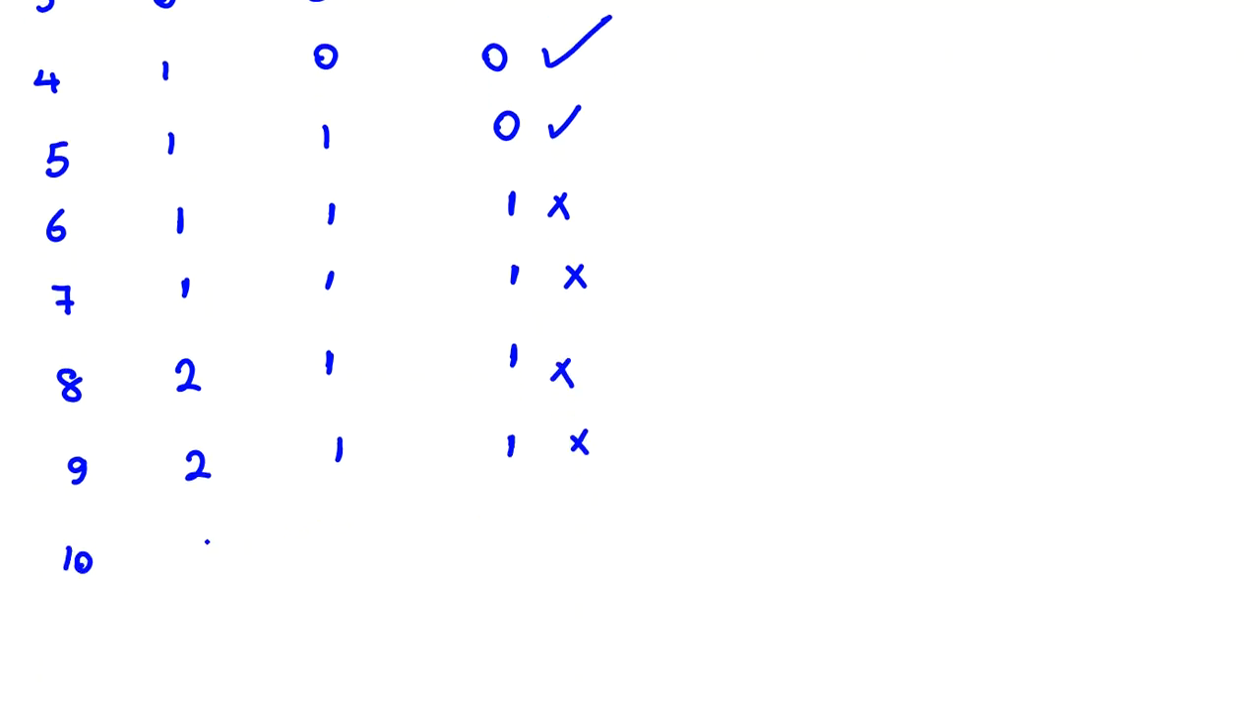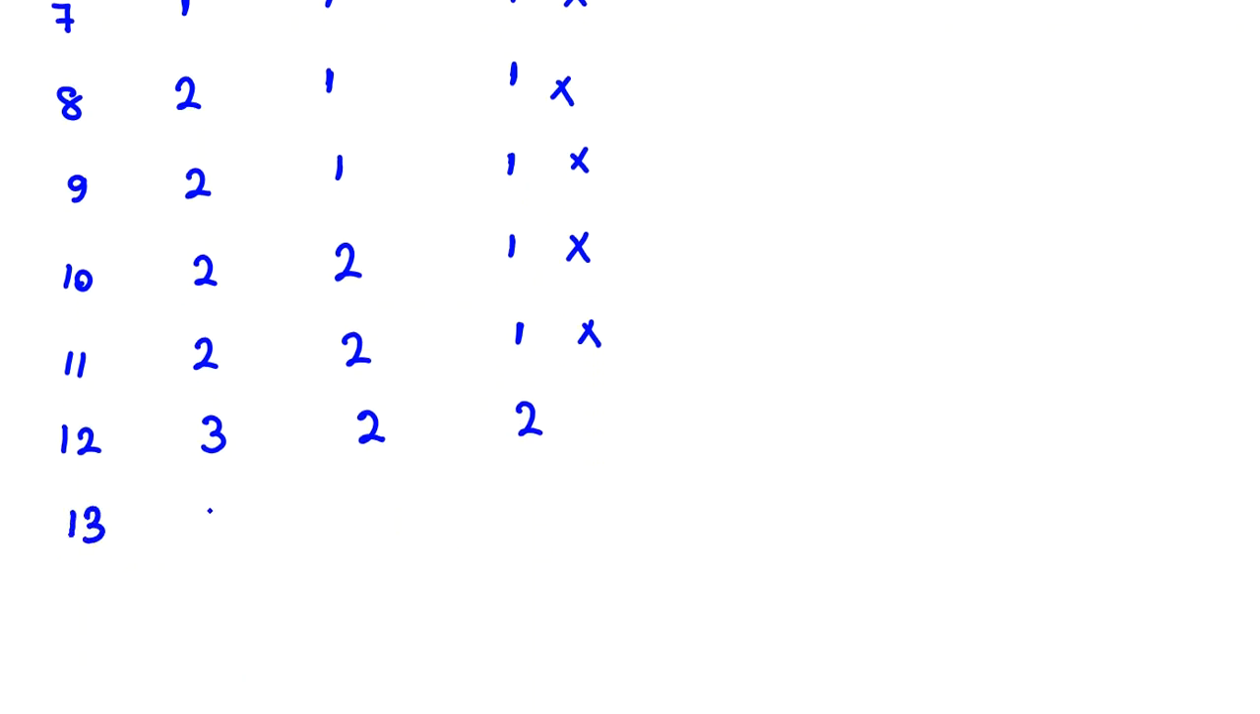10. 10 over 4 is 2, 10 over 5 is 2, 10 over 6 is 1. So we should check the next number to see if 10 is good or not. 11. 11 over 4 is 2, 11 over 5 is 2, 11 over 6 is 1. Again, these numbers are not good.